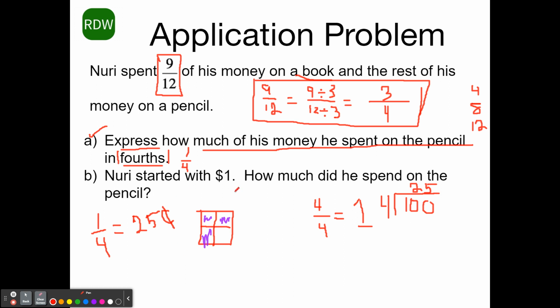So Nuri started with $1. How much did he spend on the pencil? Well, he spent 1/4 on the pencil because he spent 3/4 on the book. So that means he spent 25 cents on the pencil.